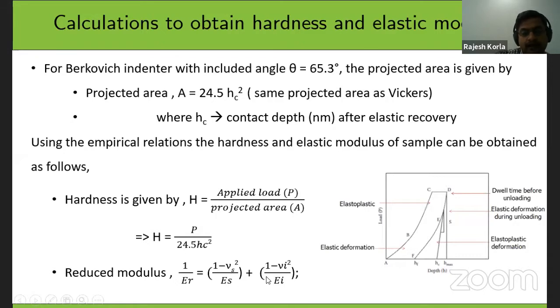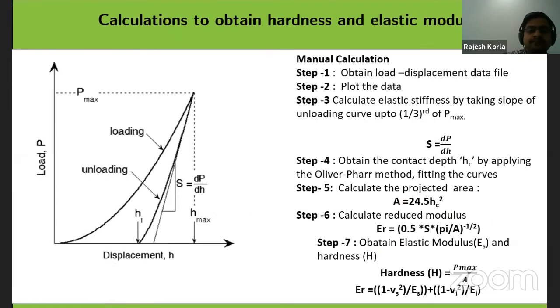The reduced modulus can be equated to 1 minus Poisson's ratio squared of the sample divided by the modulus of the specimen, plus 1 minus Poisson's ratio squared of the indenter divided by the modulus of the indenter. This we know, and we can make a reasonable assumption. Then we can calculate the modulus of the sample. This is how we can calculate the modulus of the sample, right?